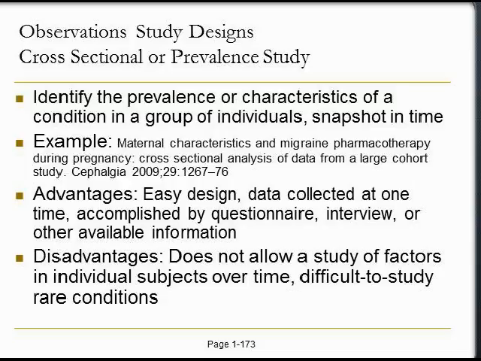This is the easiest design. Data is only collected at one time, and it's usually accomplished by a questionnaire or an interview or some other available information. The disadvantage is time is not a factor. We can't study the progression of this condition over time. And again, it's very difficult to study rare conditions because of the large sample sizes that are required.